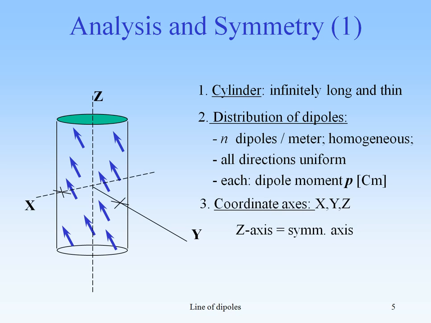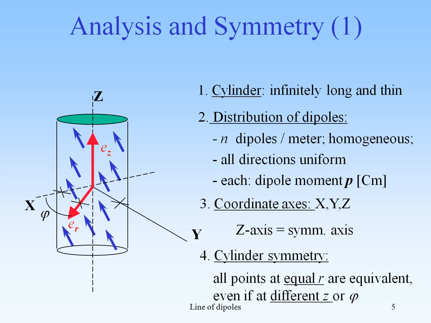We choose coordinate axes. The z-axis is the symmetry axis, and cylinder symmetry implies that all points at equal r are equivalent, even if they are at different z or phi.